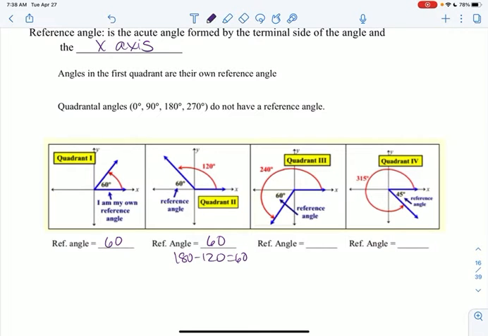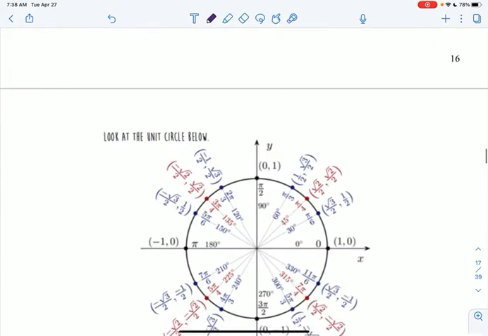Quadrant 3, so 240 degrees. 240 minus 180 also has a reference angle of 60 degrees. Okay, so it's the closest to the x-axis that you can get. And then 315 degrees, if I do 360 minus 315, that's going to be 45 degrees. So that one's different. All right, let's flip this over.